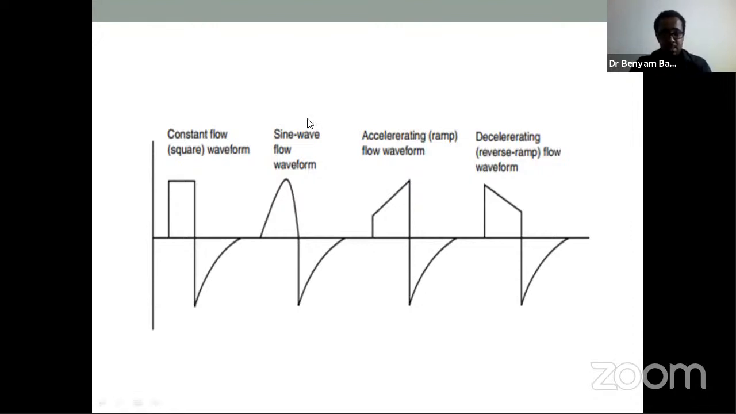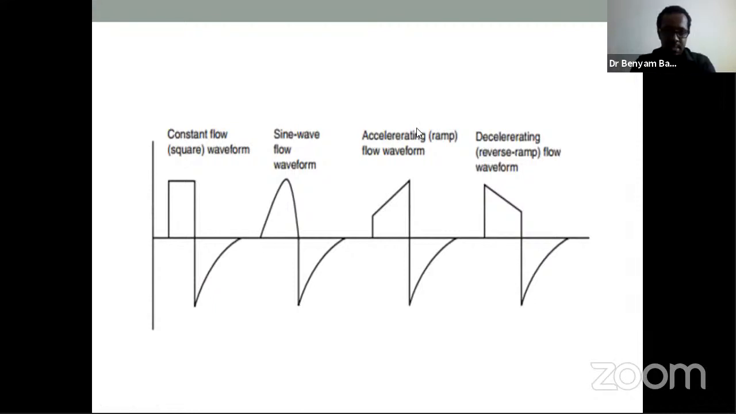Sometimes VCV could be set as sine wave ventilation, which is more or less physiological. So we could also use the sine wave, but the first two are for volume targeted, especially the constant flow waveform that most mechanical ventilators use, and the decelerating reverse ramp flow waveform is for pressure targeted.